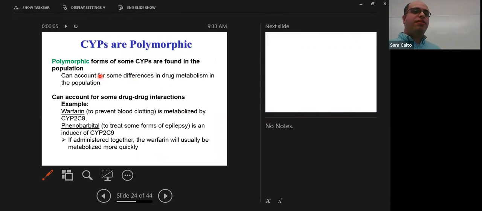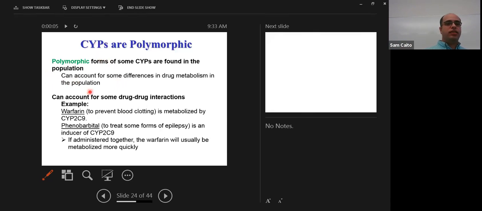So these CYPs are all polymorphic. Polymorphic forms of some CYPs are found in the population, meaning that you have slight sequence variation in every individual. When we look at this, it can severely affect how people respond to drugs. Some people might be more sensitive to a drug or more resistant to a drug because the form of the cytochrome P450 that they contain in their genome is either more or less active.